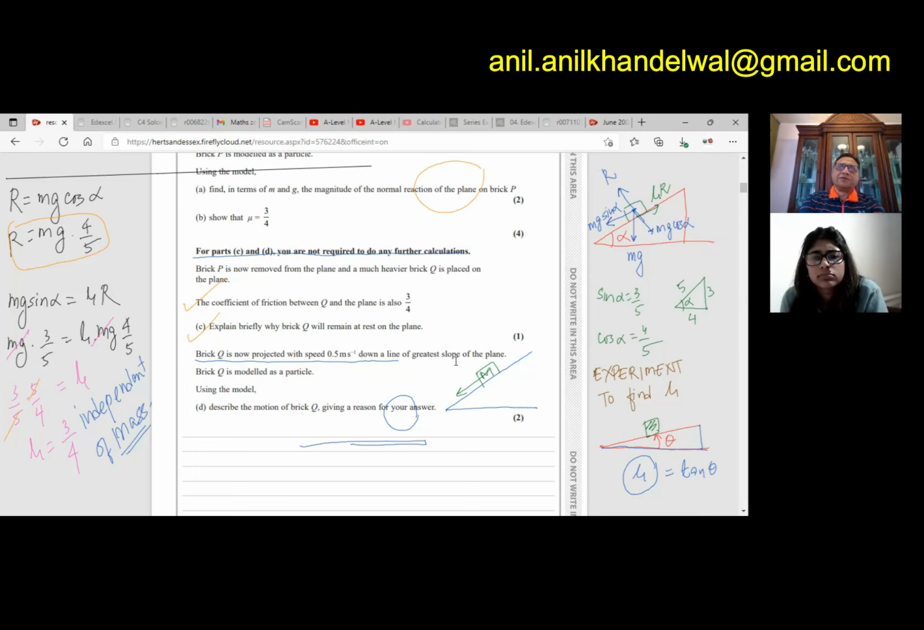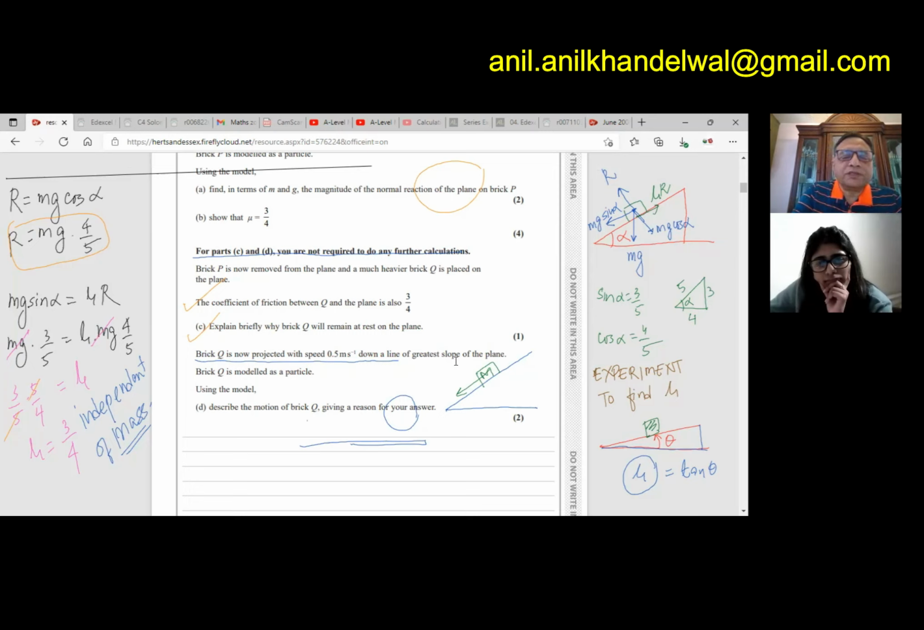Now the thing is, if it says it is projected with this speed down the line, I think the answer is within the statement. So I will answer this question in this fashion. Brick Q is now projected with a speed of 0.5 meters per second down a line of greatest slope of the plane. Brick Q is modeled as a particle. Using the model, describe the motion of brick Q, giving a reason for your answer.